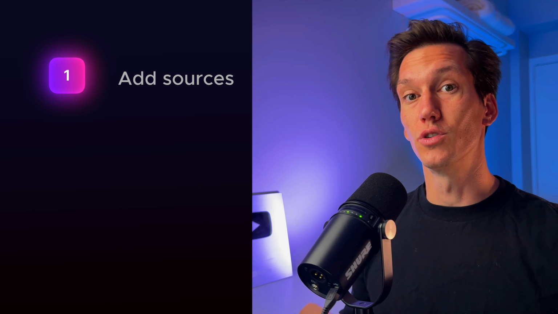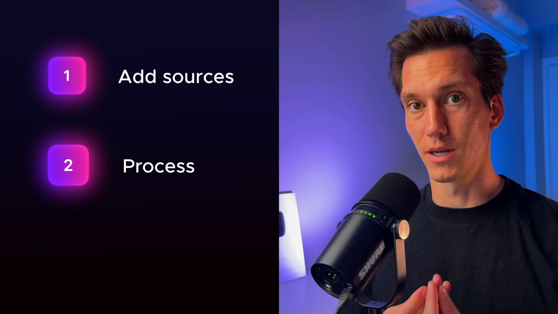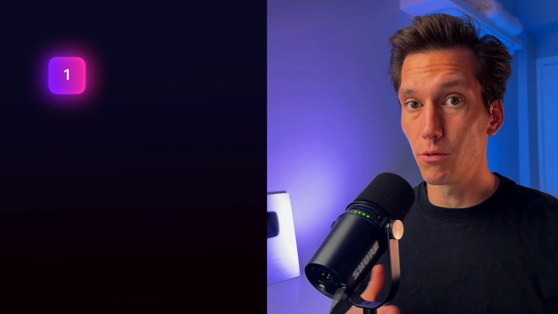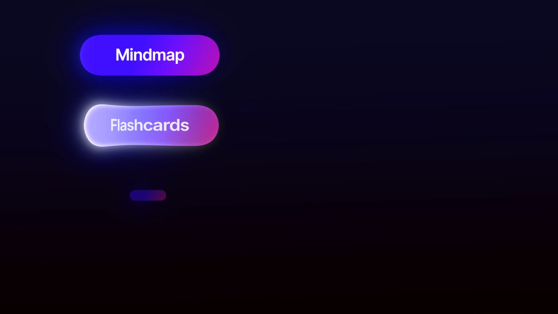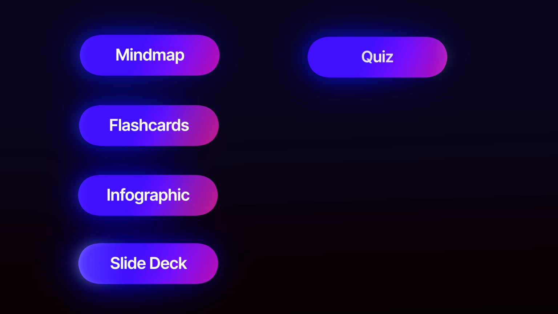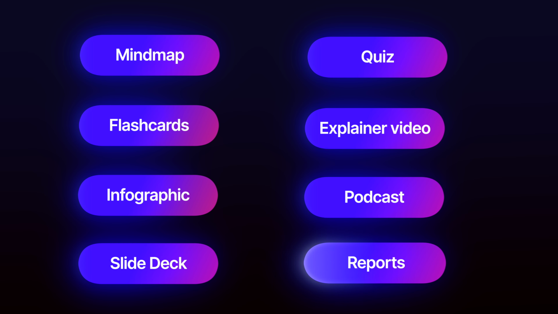Now, basically, it works in a very simple 3-step process. You throw in the resources, the sources that you want to use, then it digests the information for you, and then you can choose the output that you generate. Now, the output in itself can be a lot of things. You could, for example, create an entire mind map of the content. You can create flashcards. You can create an infographic, an entire slide deck, a quiz, a video summary, an audio podcast, or even reports and keynote speeches.